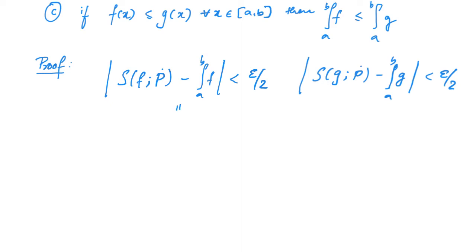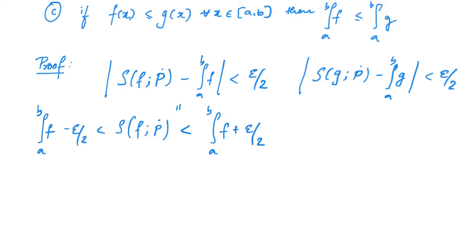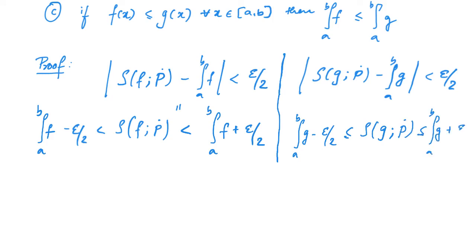So we can rewrite this as minus epsilon by 2 less than S of f P dot minus integral a to b f. So I take this to this side, so it will become integral a to b of f minus epsilon by 2, which is less than S of f P dot, less than integral a to b f plus epsilon by 2. Similarly, I get integral a to b g minus epsilon by 2 is less than or equal to S of g P dot, which is less than or equal to integral a to b g plus epsilon by 2.